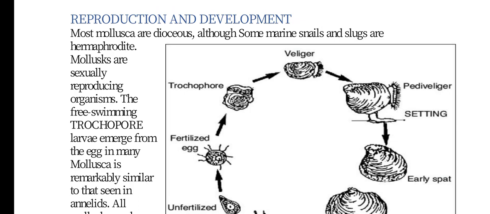Now when we talk about reproduction and development, most molluscs are dioecious, although some marine snails and slugs are hermaphrodite. Molluscs are sexually reproducing organisms. The free-swimming trochophore larva emerges from the egg in many molluscs, remarkably similar to that seen in the annelids.